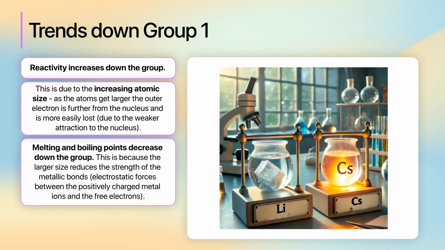The melting and boiling points of alkali metals decrease down the group. Lithium has the highest melting and boiling points, while caesium has the lowest. This is because the larger atomic size reduces the strength of the metallic bonds, which are electrostatic forces between the positively charged metal ions and the free electrons. We will delve into this in a later unit.